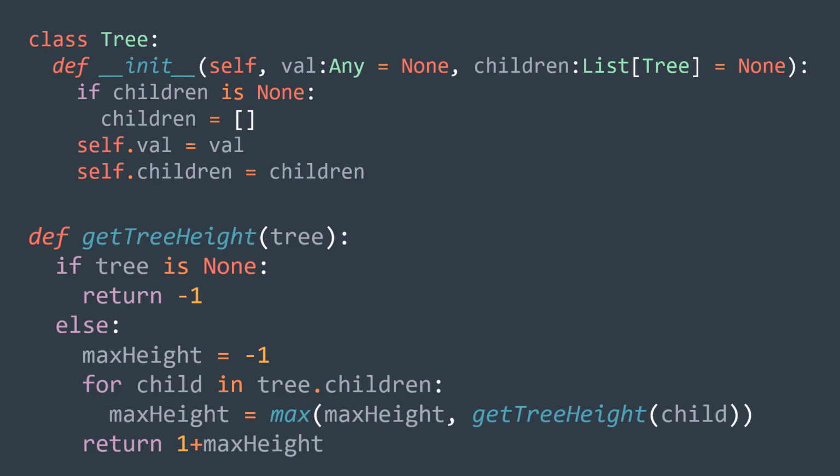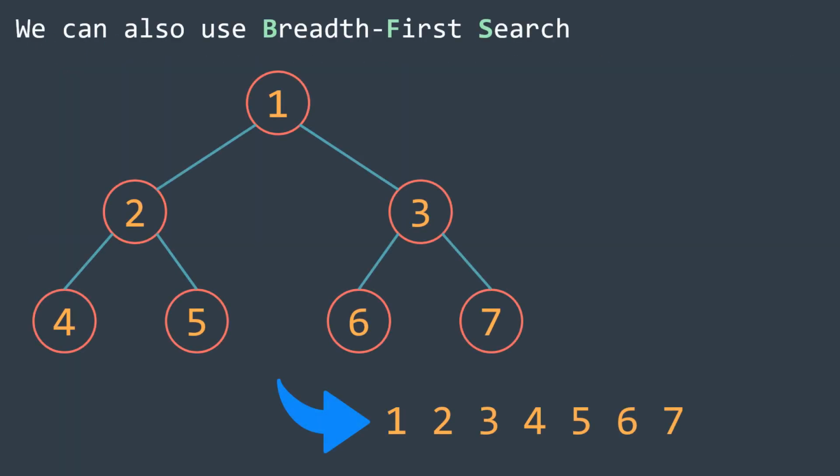Here we were using depth first search traversal, which is recursive by nature, but we could also use the breadth first search traversal that traverses the tree level by level. This one is usually done iteratively.